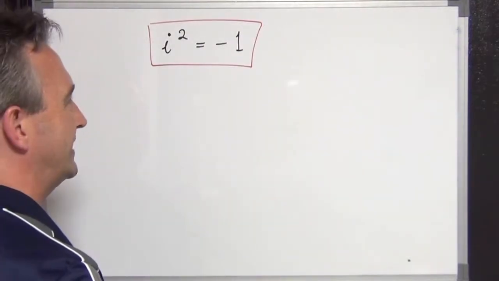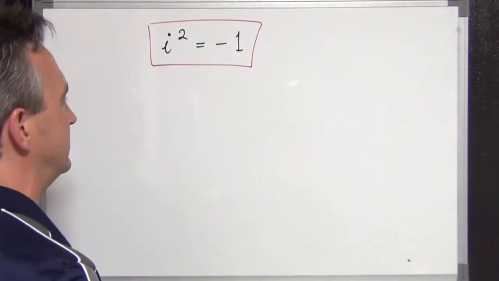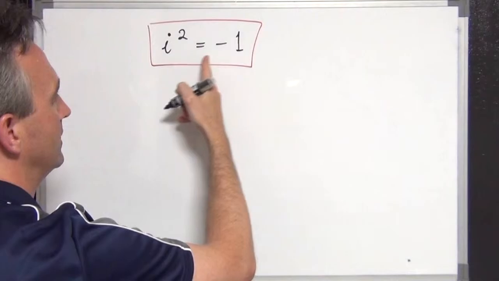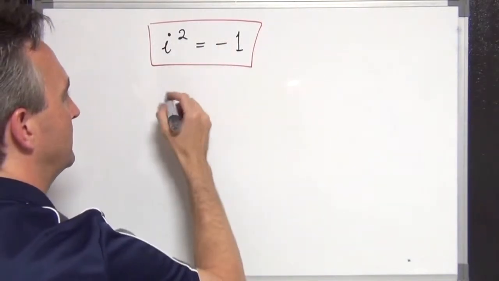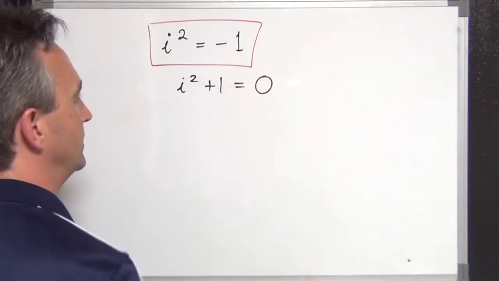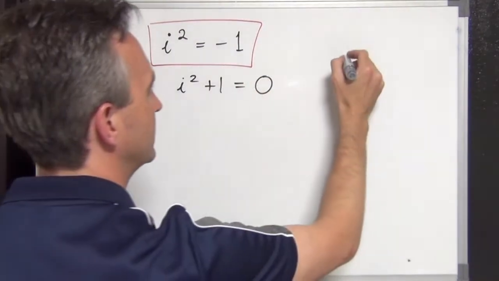Which brings us back to here again. I've got one last idea. I wasn't doing that joke then, I was actually just saying I've got one last idea. I'm going to bring this 1 over here, so the -1 is going to become +1. i squared plus 1 equals 0. And I'm going to get even sillier. I'm going to write that again over here.